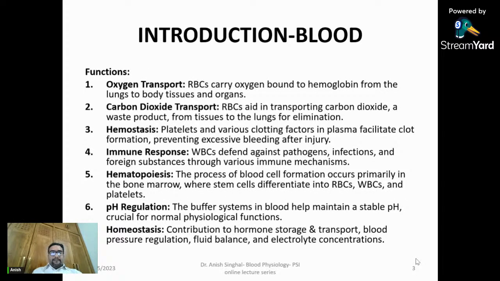So these functions can be broadly categorized under the following headings: oxygen transport, carbon dioxide transport, hemostasis, immune responses, hematopoiesis. Forming these components is also a function of this blood system. Okay, so this will happen in the bone marrow. pH regulation and homeostasis in general, where you can talk about hormone homeostasis, blood pressure homeostasis, fluid balance, and electrolyte homeostasis.